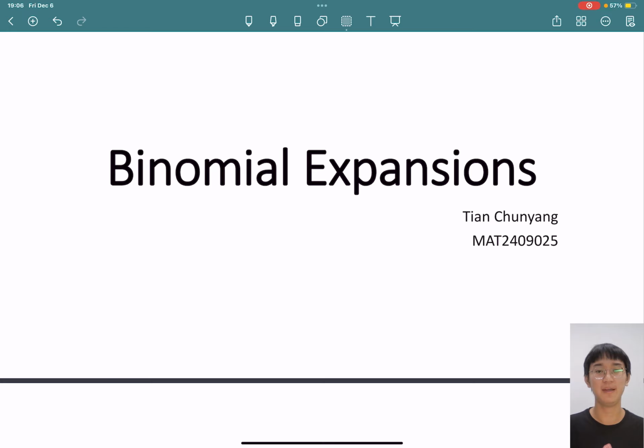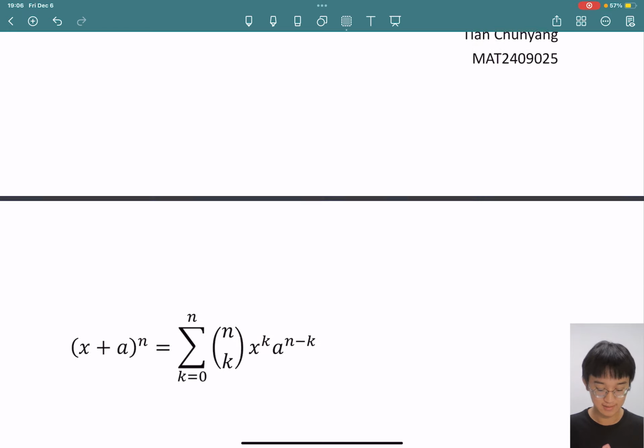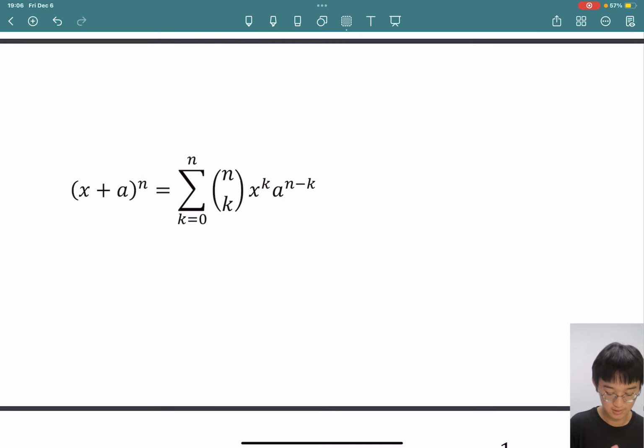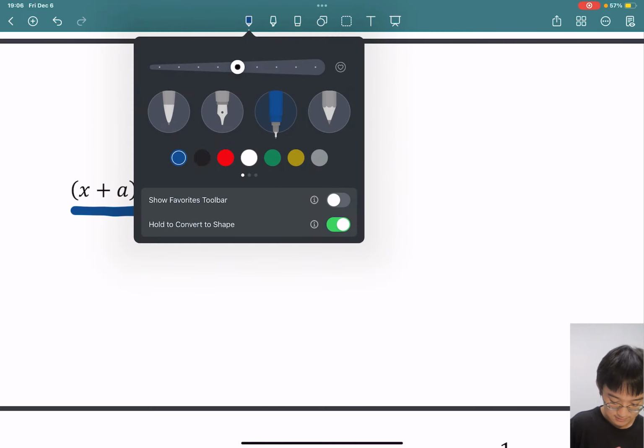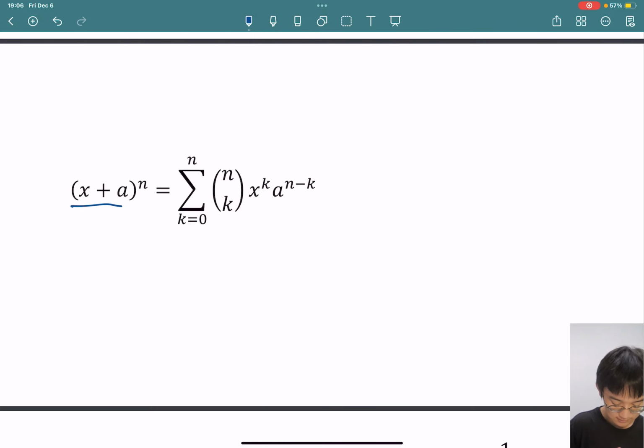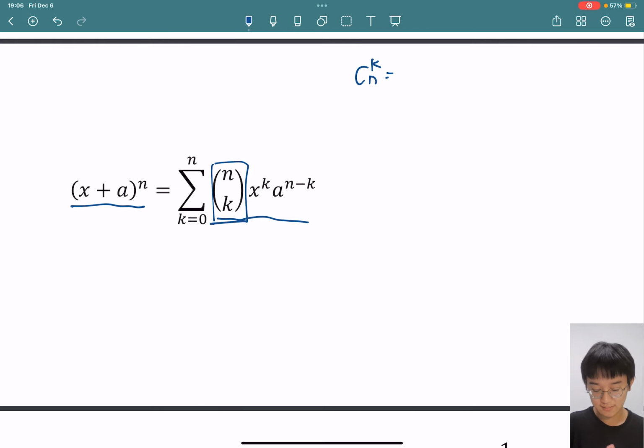So we have learned about binomial expansions in the class, and this is the equation of binomial expansions. So we can see here, this is x plus a to the power of n. So we can write it like this. What is the bracket? This means C(n,k). So we can write C(n,k) like A(n,k) over A(k,k).